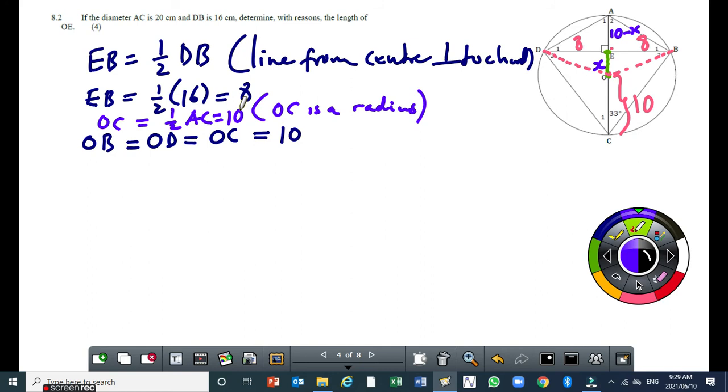Here, I can construct the two radii. It's much easier to construct radii or to construct a diameter.